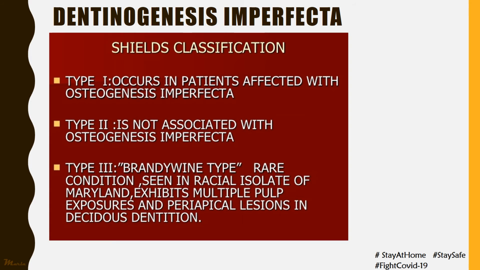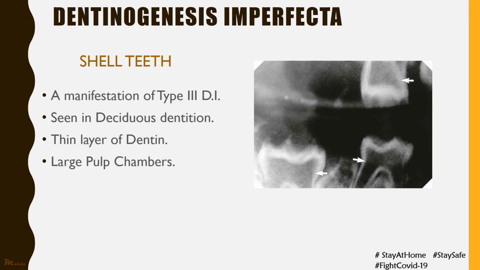However, type 3, which is commonly seen in deciduous dentition rather than the permanent dentition, displays a characteristic clinical radiographical feature because of which it is also sometimes referred to as shell teeth. So it should be remembered that shell teeth is a manifestation of type 3 dentinogenesis imperfecta, and these are commonly seen in deciduous dentition. The shell teeth show a very thin layer of dentin overlying a large pulp chamber, such that it appears like a thin shell covering the pulp chamber.